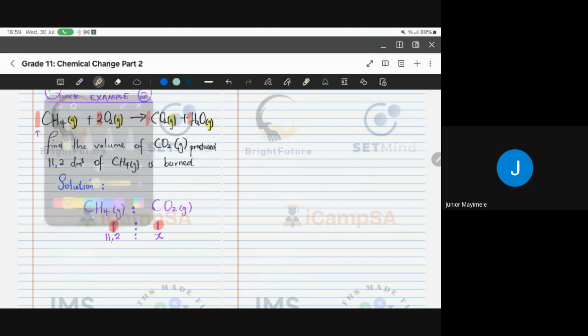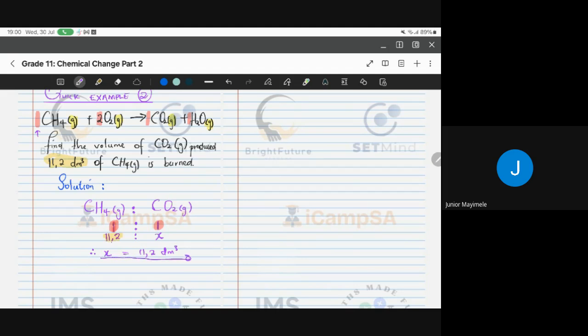This must be our volume, right? And we wrote it here. X is our unknown. Therefore, our X is 11.2 cubic decimeters. We will do more sophisticated examples as our lesson proceeds, but for now, let's do this.